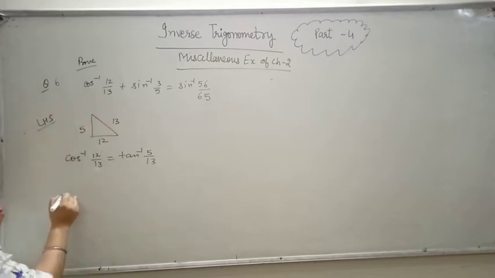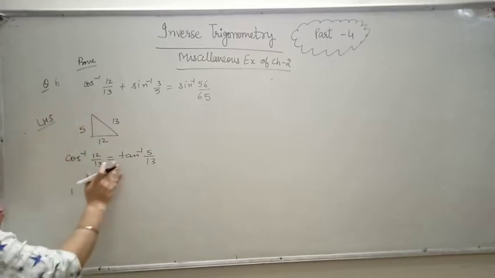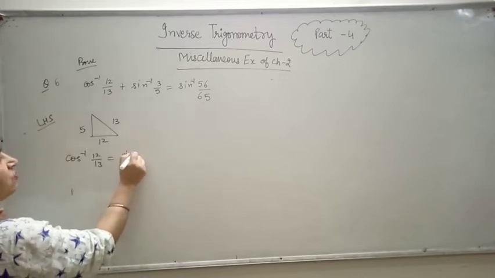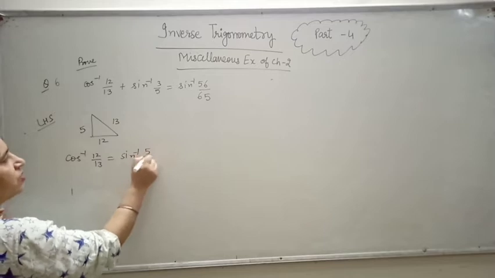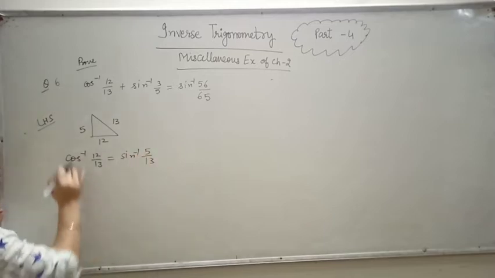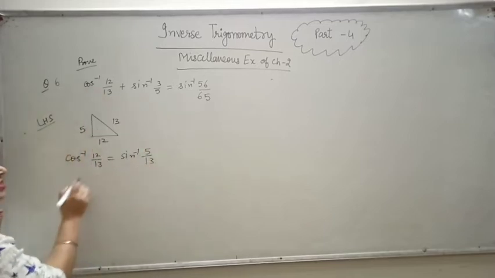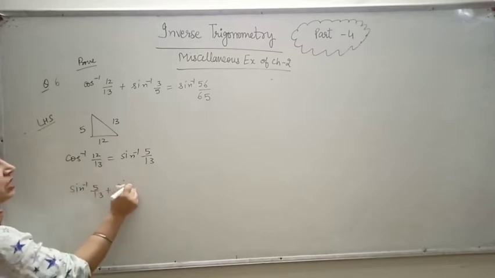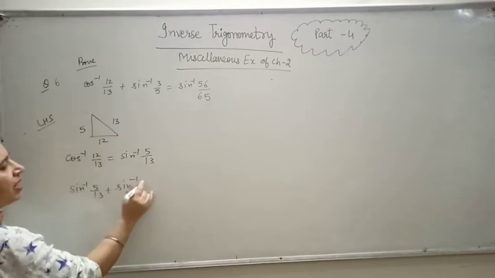So it would become... I need to change it into sin inverse form. So it would become sin inverse 5 by 13. Sorry. So cos inverse 12 by 13 means sin inverse 5 by 13 plus sin inverse 3 by 5.